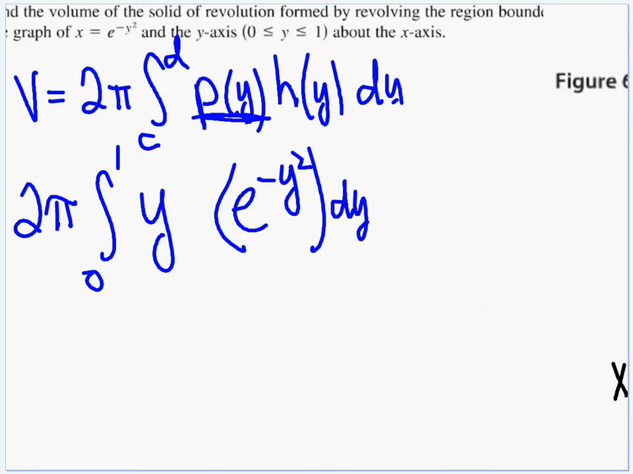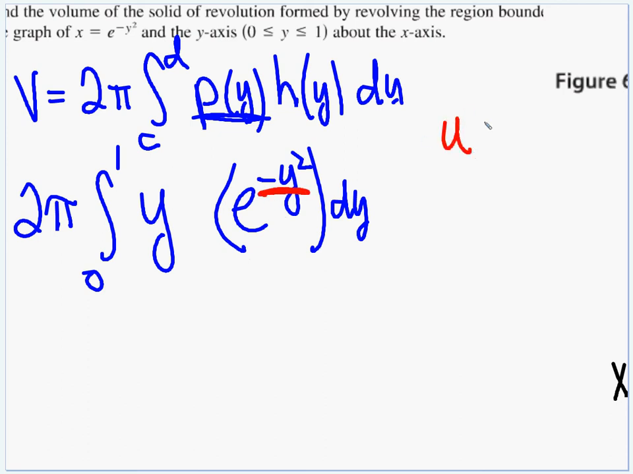So we've got this to antiderive. And let's think, what method are we going to use? We've got basically two functions. We've got a y and an e to the negative y squared. So I'm going to assume I have an inner function. I would first assume it's e's exponent.